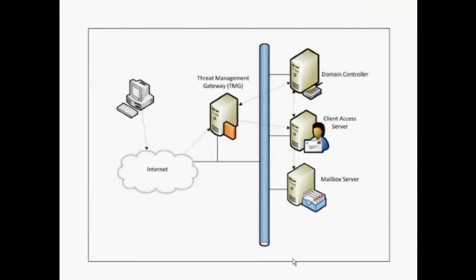So we have created this scenario. My client connects over the internet to the Threat Management Gateway. You see the forms-based authentication page, the yellow one. I enter my credentials. They are sent to the domain controller, and the credentials are forwarded to the client access server, and my mailbox content is retrieved.